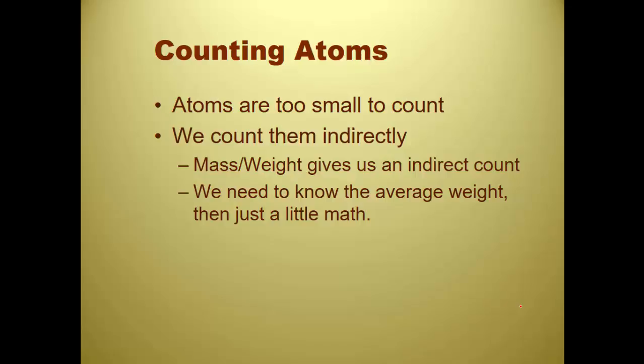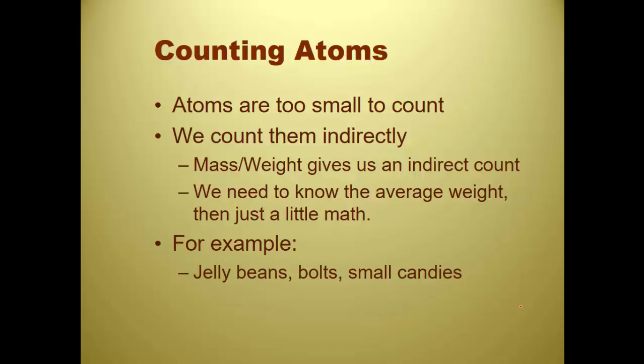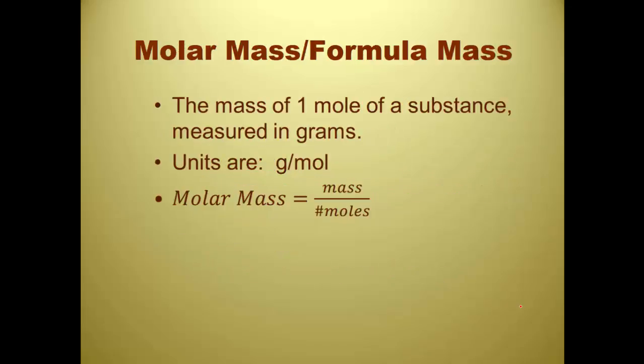Where do we get the average mass? That's right on the periodic table. We use the periodic table to get our atomic mass, or average mass. This is the same thing people do if they had a jar of jelly beans, small candies, or bolts. If you figure out the mass of 1 jelly bean and the mass of the jar, you could theoretically calculate how many jelly beans you have.